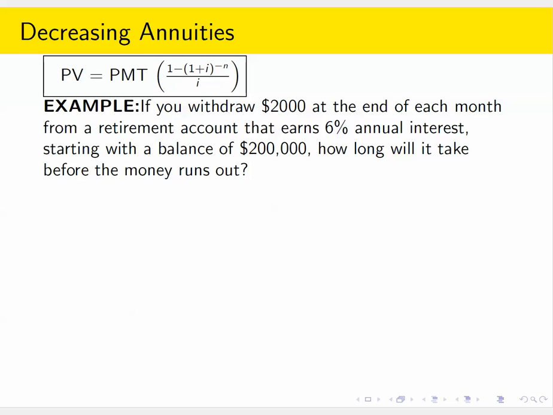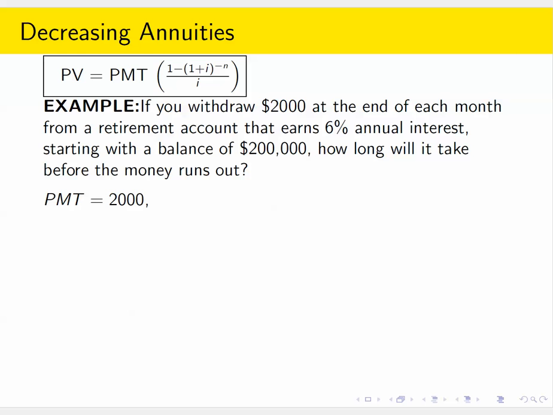Another question you might wonder is how long the savings will last if you instead already have chosen how much to withdraw. So in this problem, we imagine we're going to make payments out of the account of $2,000 at the end of each month. Again, our account will earn a 6% annual interest rate, and this time it only starts with a balance of $200,000. How long will it take before you drain this account?